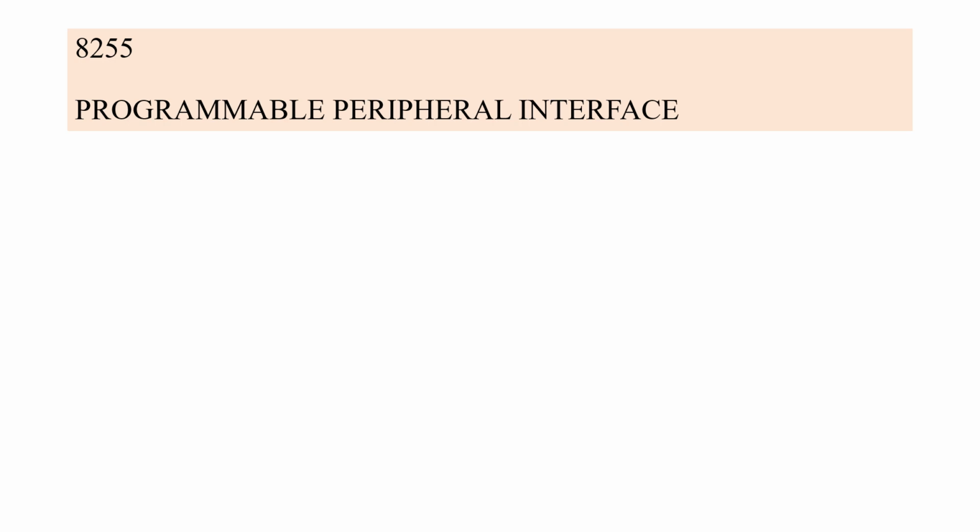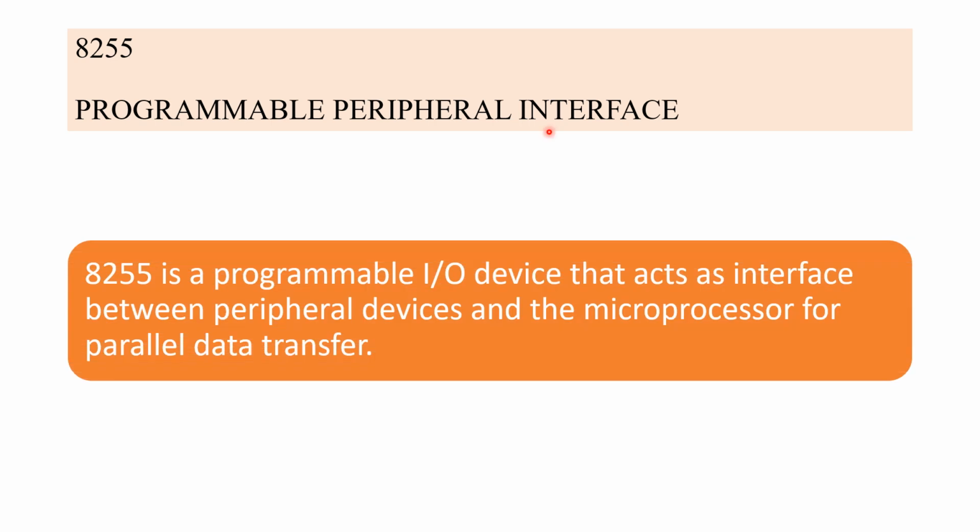8255 Programmable Peripheral Interface. 8255 is a programmable device that acts as an interface between peripheral devices and the microprocessor. That is, peripheral devices can be connected to the microprocessor and they can do parallel data transfer with each other. So 8255 is a programmable peripheral interface that acts as an interface between peripheral devices and the microprocessor.